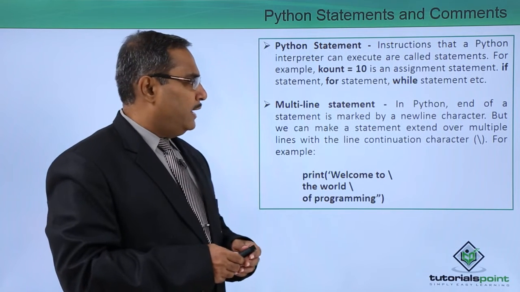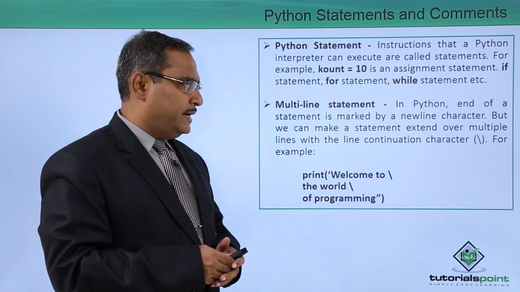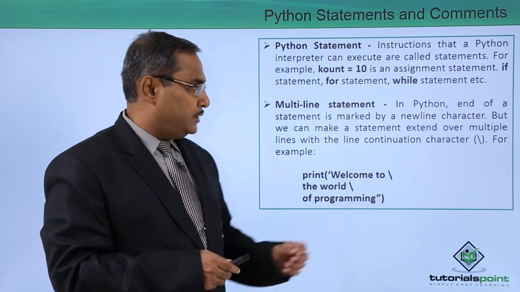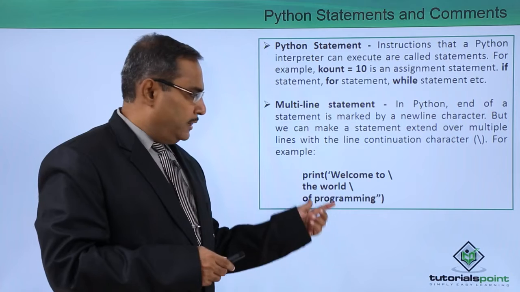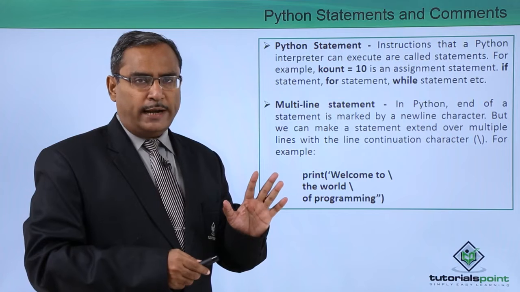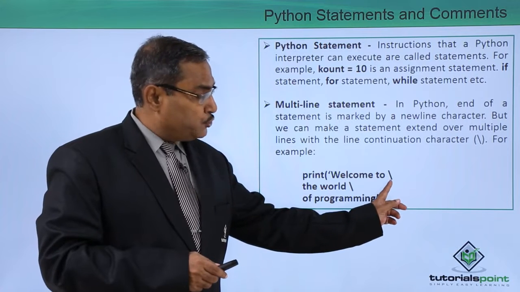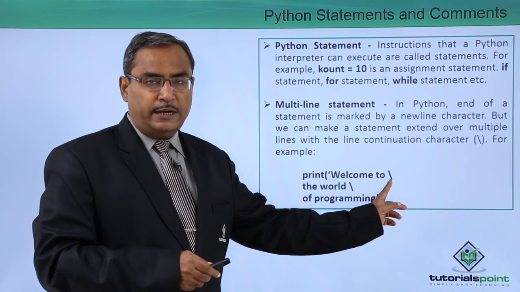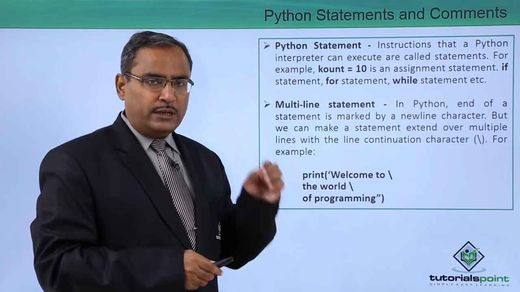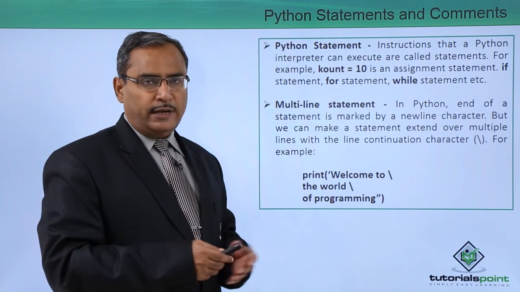In Python, the end of a statement is marked by a new line character, but we can make a statement extend over multiple lines with the line continuation marker, that is, the backslash. For example, suppose I want to write "welcome to the world of programming", but for some reason I do not want to write this statement in one line. I want to break it up into multiple lines. In that case, we put a continuation marker, the backslash, at the end of the line. If you go on writing this way, the interpreter will consider this multi-line statement as a single line statement, and it will get executed accordingly.